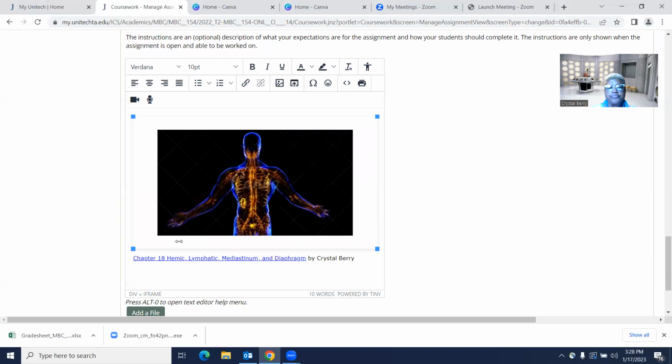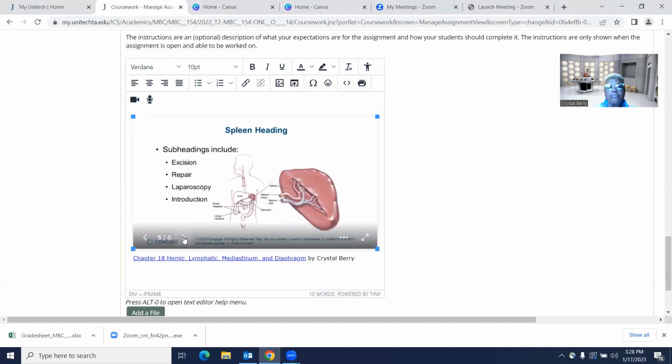Next, your spleen heading. This is a diagram showing the spleen. The subheadings of the spleen include excision, repair, laparoscopy, and introduction. So these are the subheadings in the spleen: excision, repair, laparoscopy, and introduction. And here's a diagram that I have placed in this slide for you to look at all of the different things that go on in this subheading.